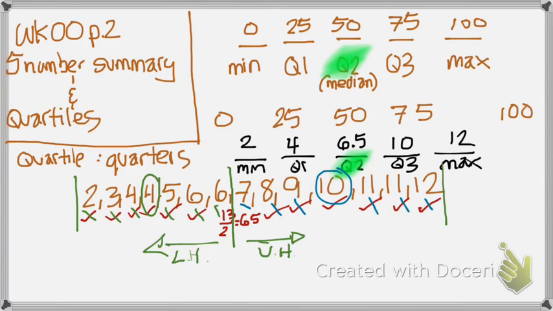What I would like you guys to do right now for week 00, page 2, is to find the 5-number summary of your name scores and then find the median, mode, and mean, thus completing page number 2.